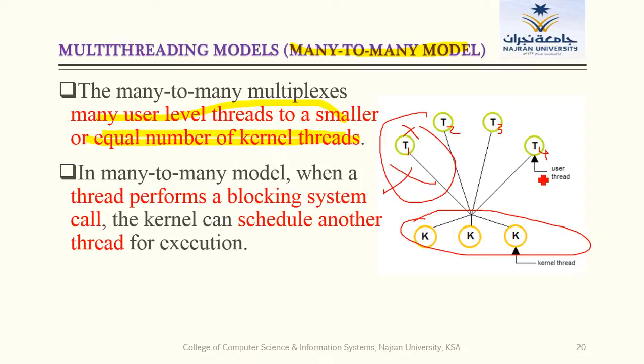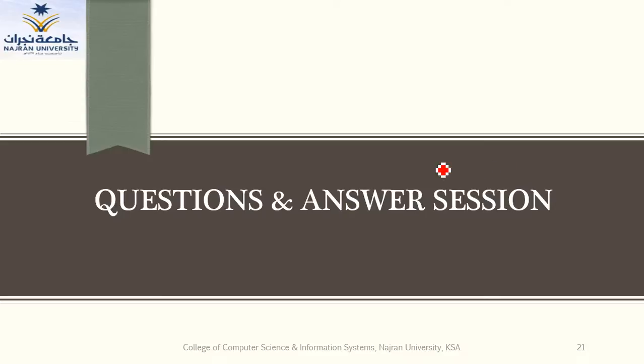Okay, so in this case if one thread is blocked, it will not affect any kernel. The kernel will schedule another thread for execution. But in the one-to-one model we have seen that if one user level thread is blocked, it also affects the kernel thread that is mapped with that thread. But here the situation is more improved. So we can say that the many to many model is better and more efficient than the many to one and one to one models. Okay, so this was our second session of lecture number 5.